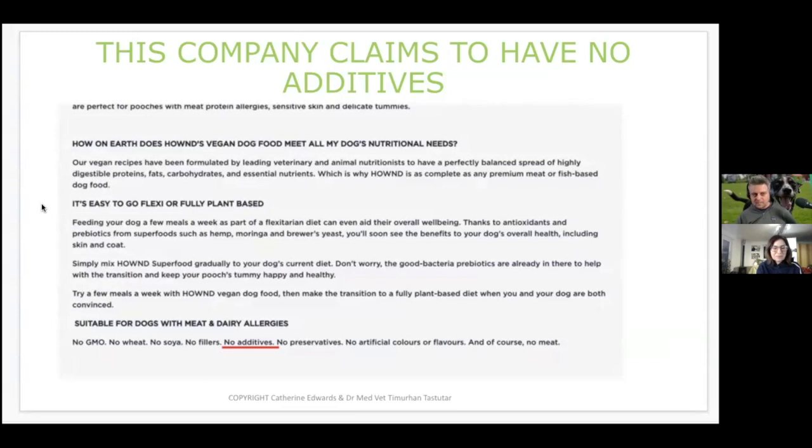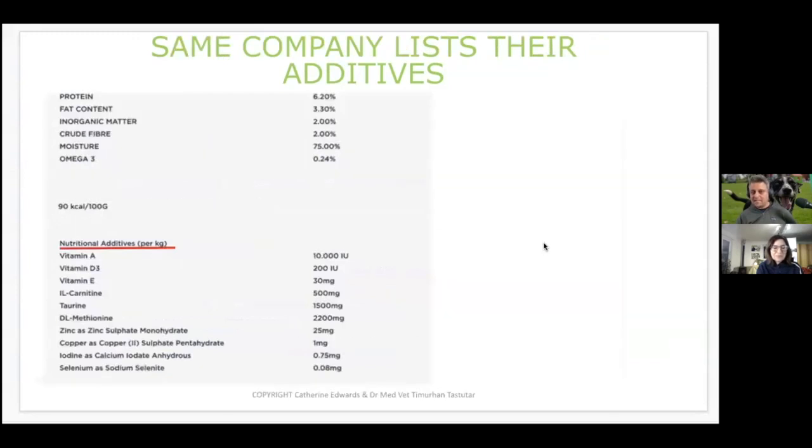So let's go to the next slide. This is their site. This is the exact next thing. Nutritional additives. So now we have all the additives they added here that actually they shouldn't have, because they say no additives, right? We have vitamin A, 10,000 international units, vitamin D3, 200 international units. And don't forget, international units change according to what they are. That means international units of vitamin A can be 25 milligram, and the vitamin D can be 5 microgram. So international units is not a simple unit.